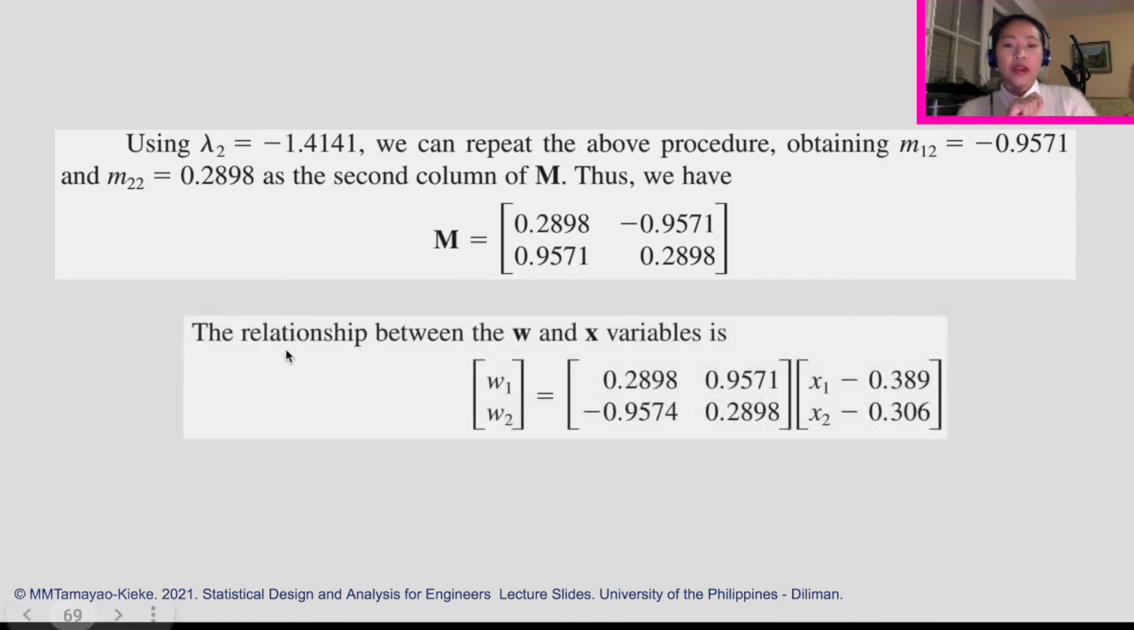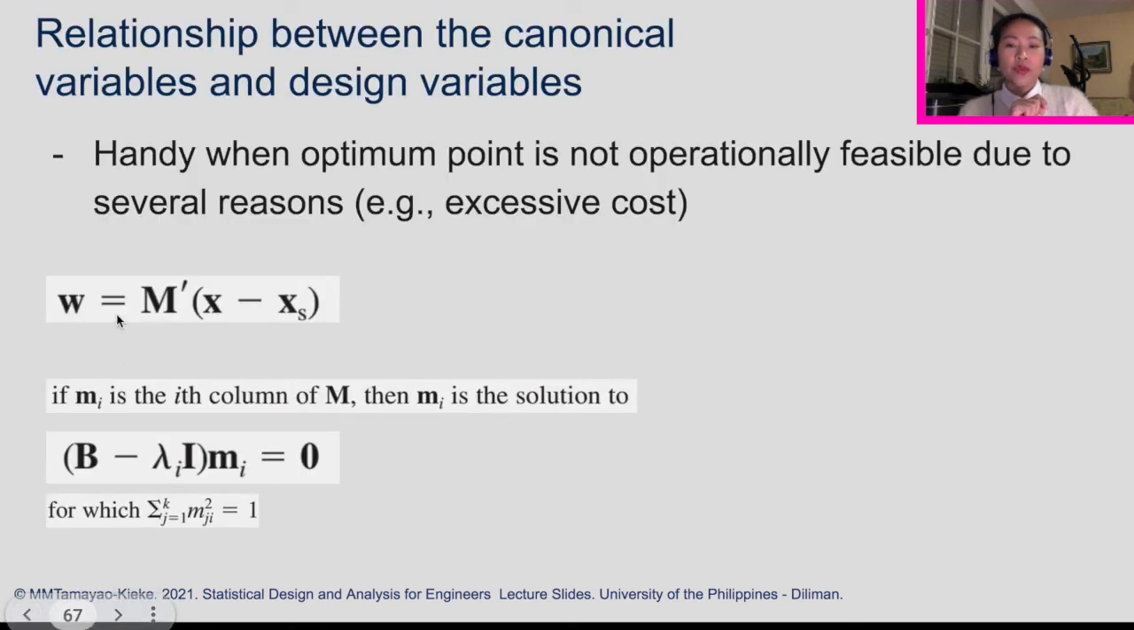Now from there, we would know the relationship between the W and the X variables. So we go back to this: W is equal to M prime times X minus X sub S.